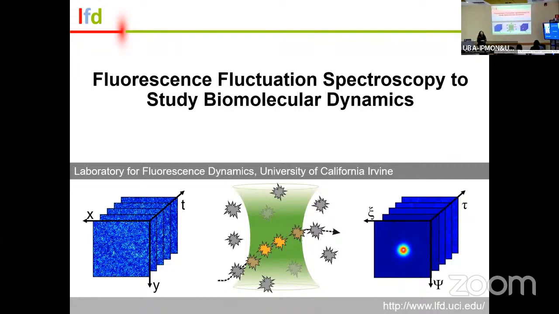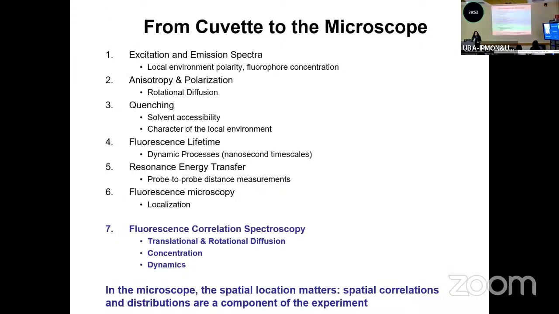Today I'm going to talk about the principles of fluorescence or fluctuation correlation spectroscopy. This is a technique that you might want to use in your research group. It's going to tell you a lot about how proteins move, how they diffuse, how molecules diffuse.